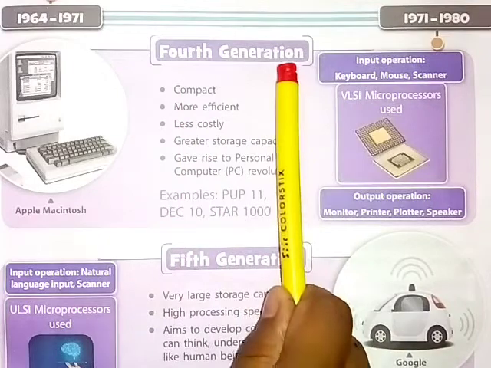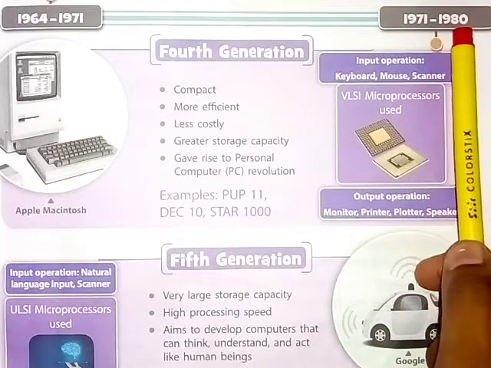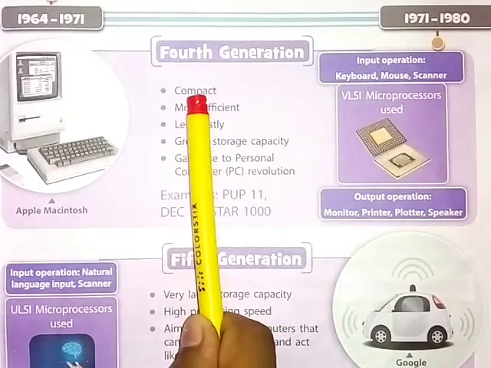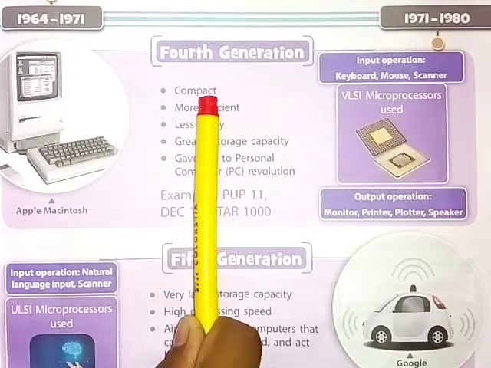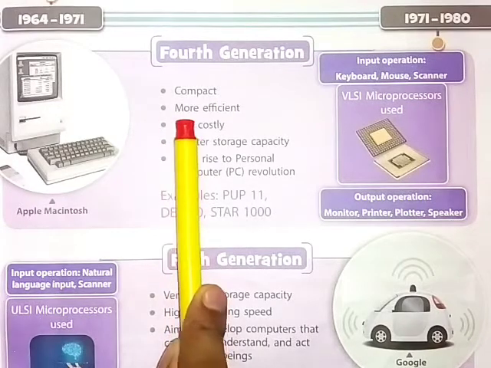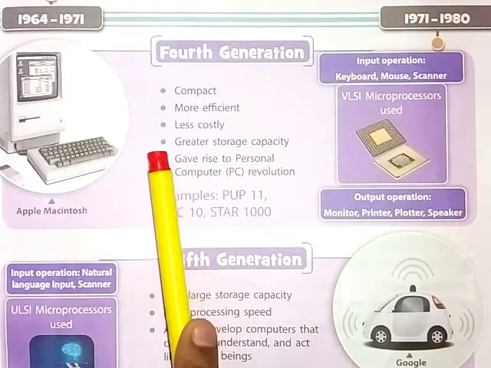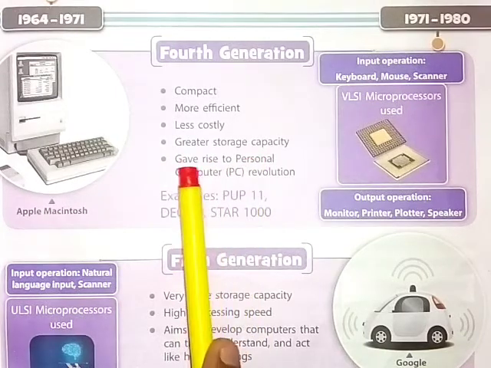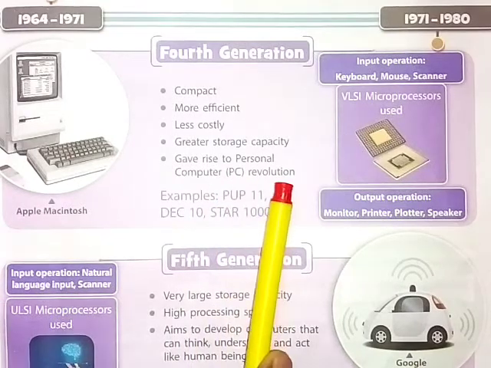Fourth generation started in 1971 and ended in 1980. The computers were compact as compared to first, second and third generation computers. They were more efficient. They were less costly. They had greater storage capacity. They gave rise to personal computer, PC revolution.